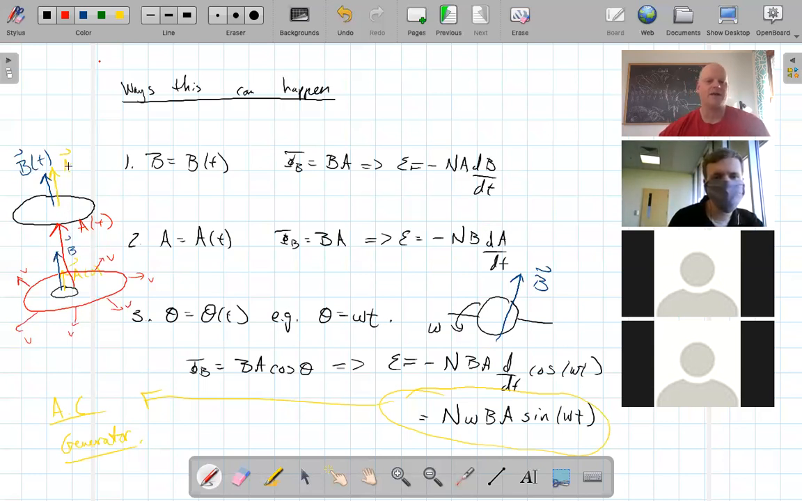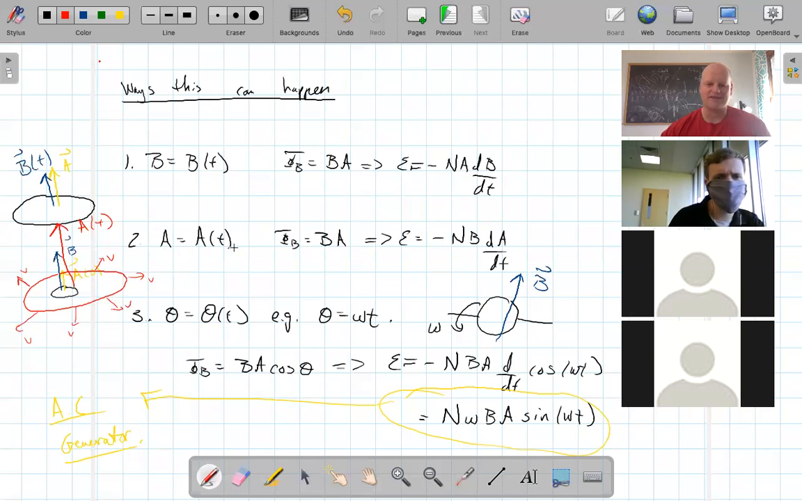So this is one of two ways that this can actually happen, but all this says is the magnetic field itself is time dependent, which means my induced EMF is going to be equal to negative N times A times the time rate of change of the magnetic field. Option number two is the area itself is changing.